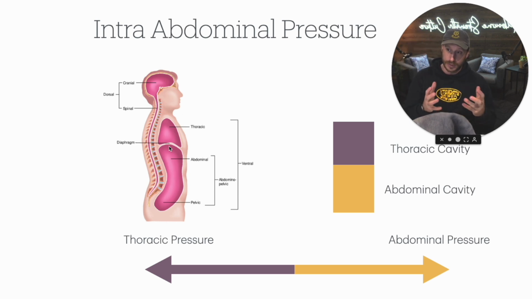So the abdominal cavity gets larger, which means pressure is going to drop. Above the level of the diaphragm in that situation, the thoracic cavity gets smaller and pressure increases, and that's what drives air out. So the diaphragm is obviously a big part of creating intra-abdominal pressure.